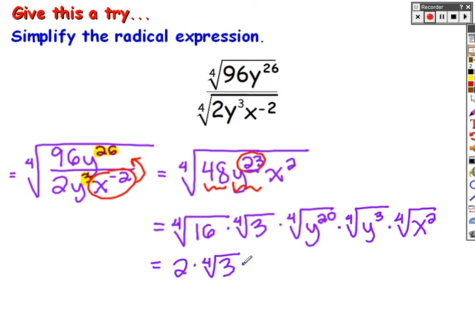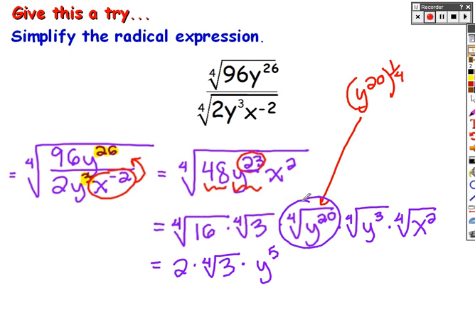Why did I break this into y to the 20th? Well, this is like y to the 20th to the 1/4 power. So 20 times a fourth, or 20 divided by 4, is just 5. So this term right here is actually just y to the 5th. Then I also have the fourth root of y cubed, which I'll just leave because the 3 is smaller than 4. And the fourth root of x cubed will stay because the exponent, again, is smaller than the index.